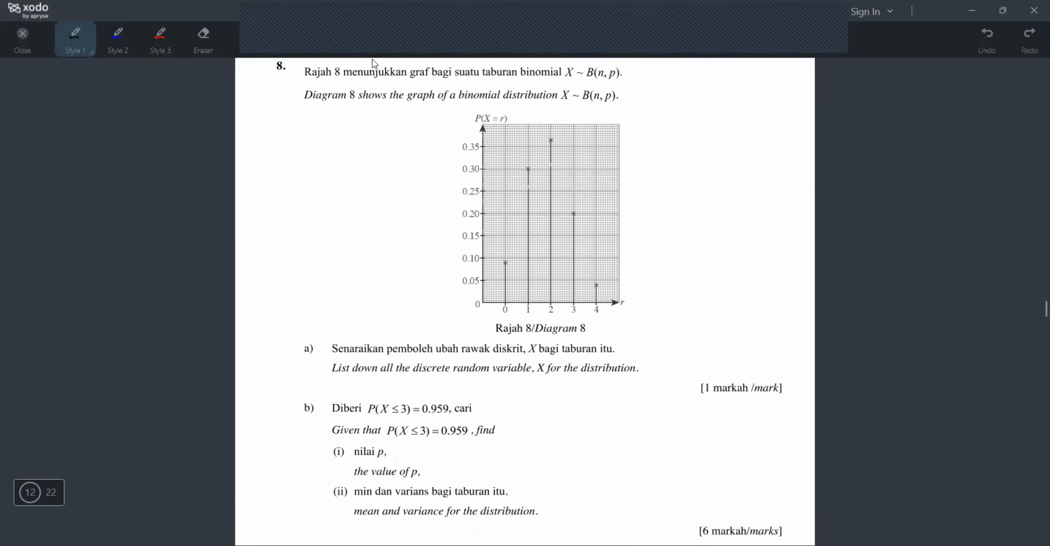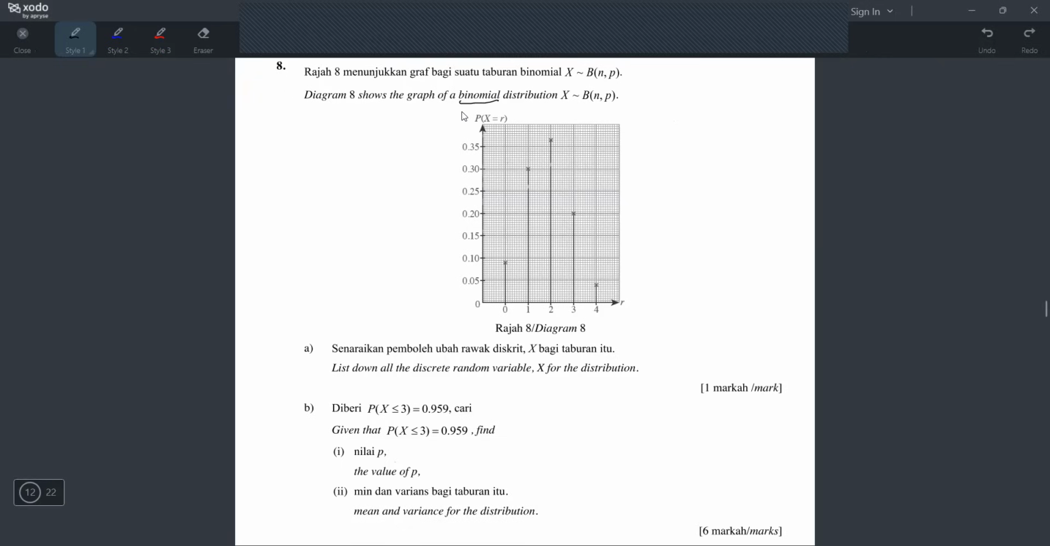Number 8, this is from chapter 5, it's called probability distribution. Taburan kebarangkalian. When we do probability distribution, the first step is to determine whether it's a binomial distribution or normal distribution first. So this one I can tell you straight away is binomial, because this graph you only see it in binomial distribution. So let's read the question. The diagram shows the graph of binomial. See, they even mention it.